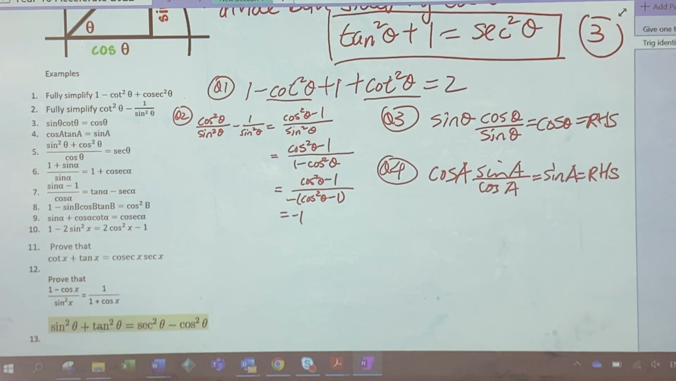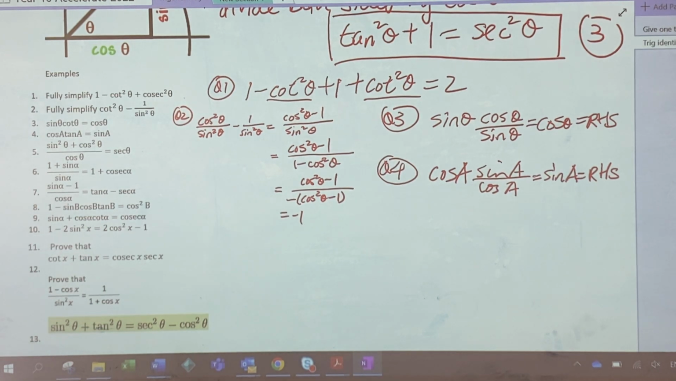Question 5. Now question 5 looks hard, but actually it's very easy. Let's have a look. Sine squared theta plus cos squared theta, straight away that becomes 1. Can we say that? Yeah. So handy, right? Straight away that becomes 1.